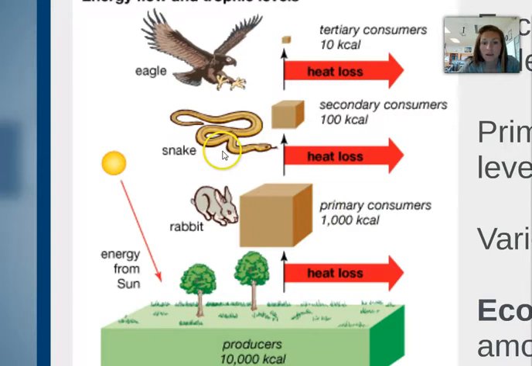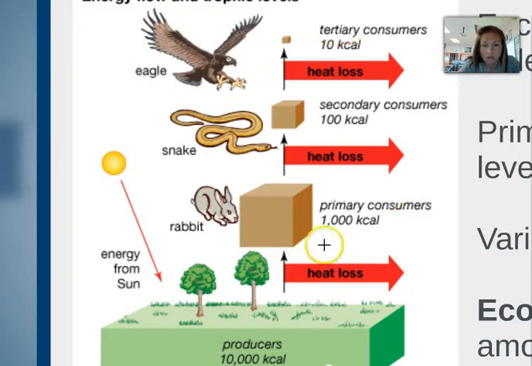Then the snake here that would eat the rabbit would be known as a secondary consumer because it is the second organism that is consuming something else for food. And then finally, in this particular food chain, you have the eagle at the top, and it is a tertiary or the third consumer, or the third organism eating something for energy.